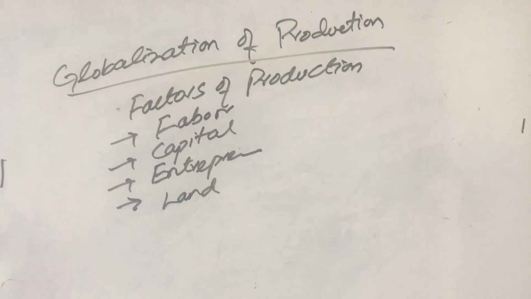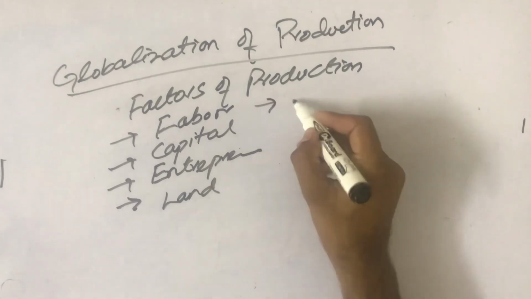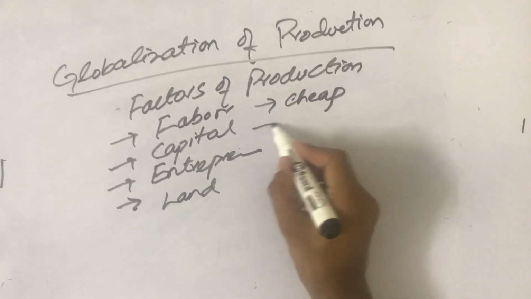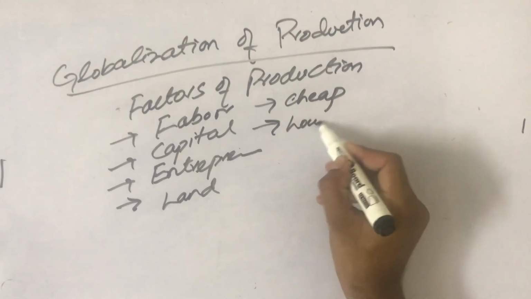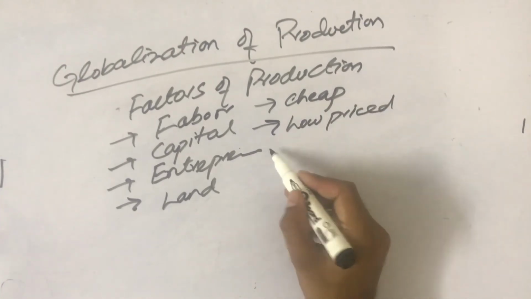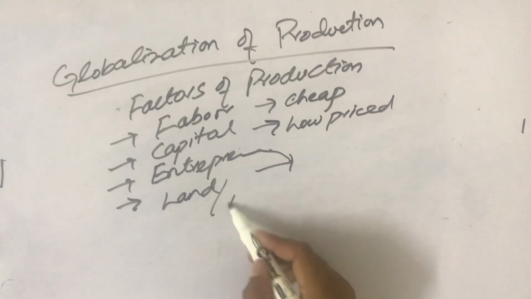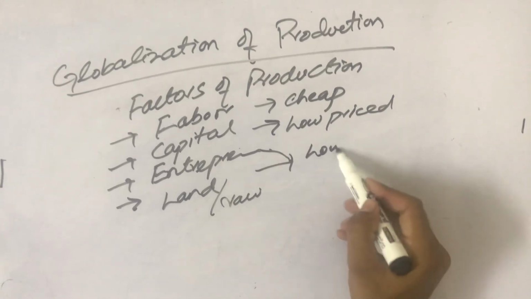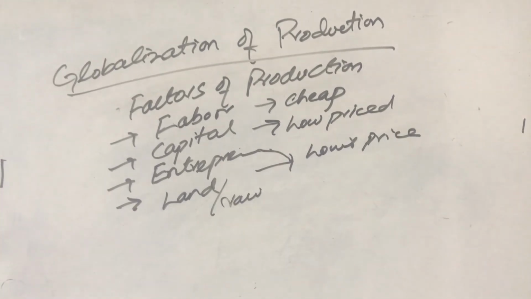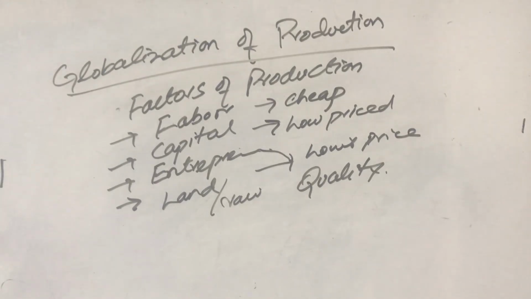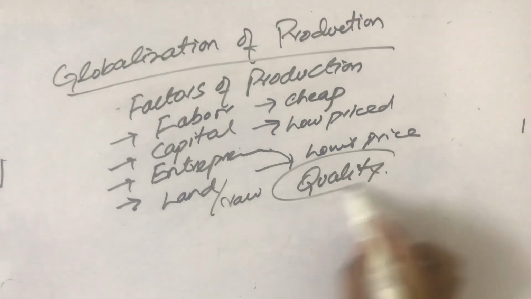So due to the era of the internet and e-commerce, every manufacturer tries to access cheap labor. Cheap doesn't mean bad quality; cheap means low price. They access capital which is low priced, and entrepreneurs and land. Land can also include raw materials, which are lower priced. They not only look for low price, they also look for quality, because they have to sell this product. And nowadays there is a wide range of sellers in the market, so you have to compete on quality as well.